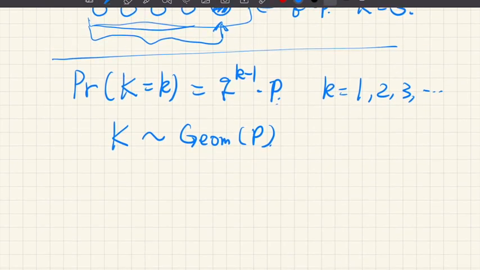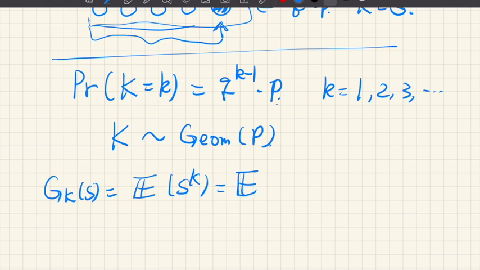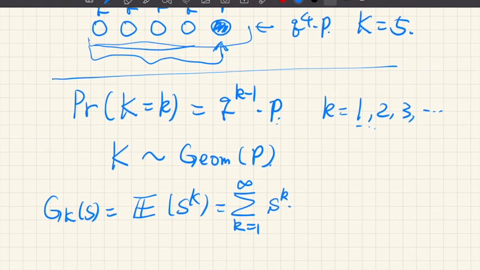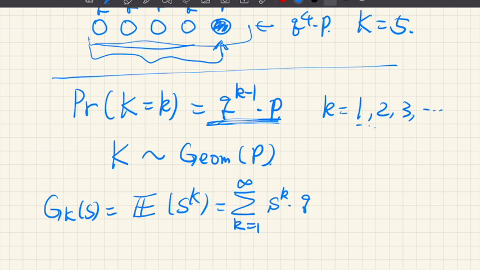Again, try to calculate the geometric probability generating function for k. So the definition was this. Just use the definition. In this case, k starts from 1, okay? And it can continue up to infinity. And the probability mass function is this, q to the power of k minus 1 times p.